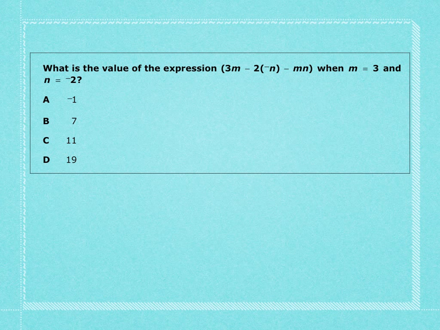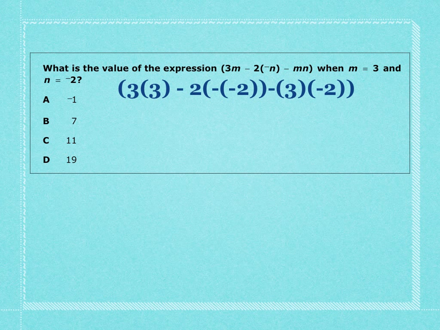This is the one that gets really tricky, and you have to make sure that you keep your work organized. We have, what is the value of the expression 3m minus 2 times negative n minus m times n when m equals 3 and n equals negative 2? The first step is to rewrite the exact expression like they've given it to us, but now we're going to substitute in 3 for m and negative 2 for n, putting them in parentheses each time, and so we have tons of parentheses. Now we just have to use the order of operations.